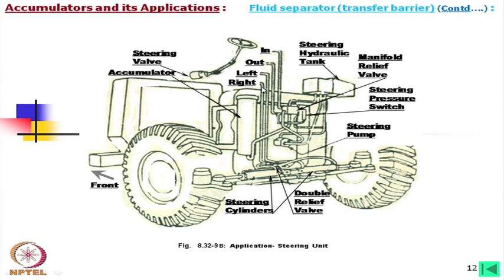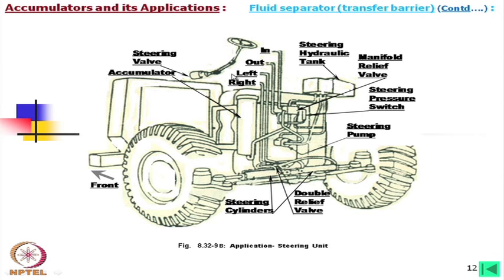That means there is some separate operation, left right motion and in and out motion. Okay. Now, these are two steering cylinders and a double pressure relief valve is used here.